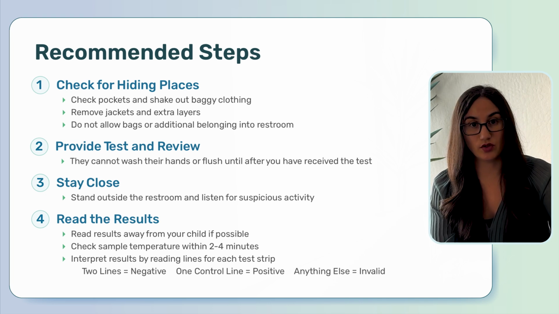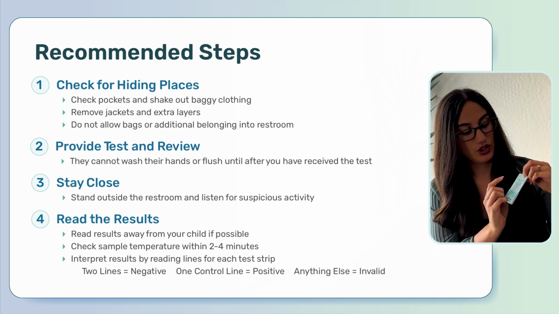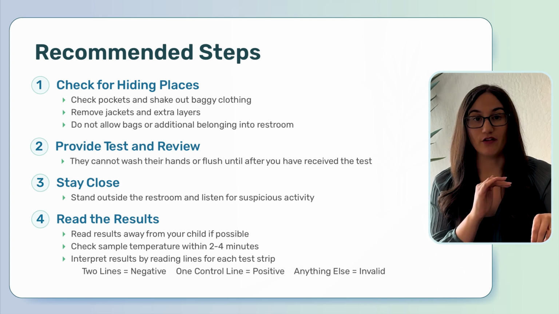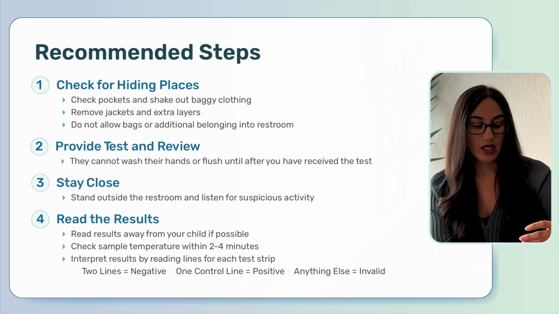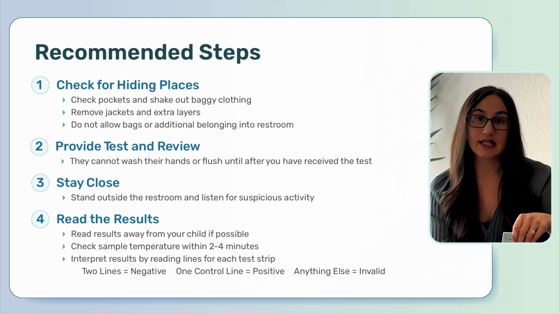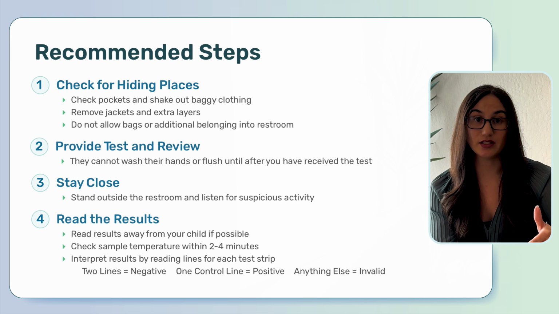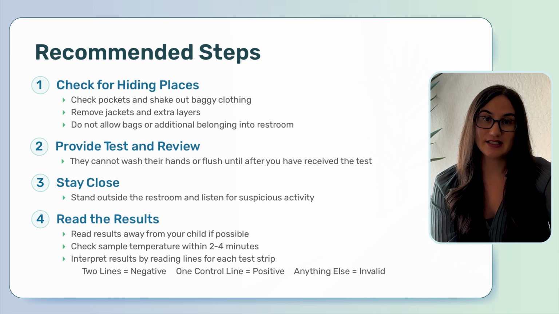Now, when reading results, what you're looking for is for there to be 2 lines under every test strip. 2 lines means it is negative. And that means 2 lines regardless of how faint it is, even if it's barely there. 2 lines means it's negative. Now, if you have a test strip that either has no lines in it or it's missing that control line, that means that the test is not valid. That means that something went wrong with the testing strip and it's not accurate and you would need to retest. And that is it. That is the recommended steps on how to administer a drug test at home.